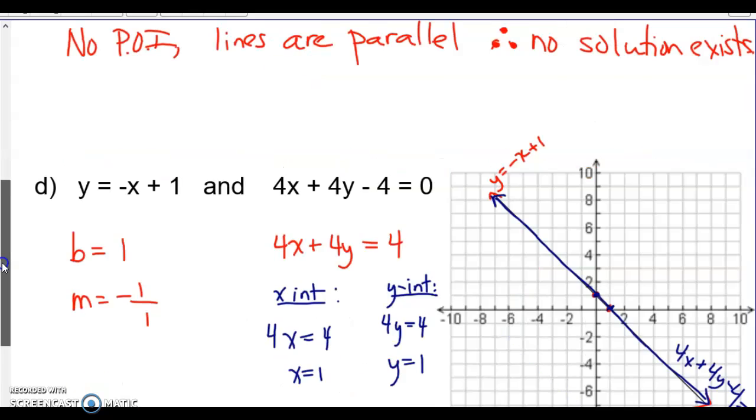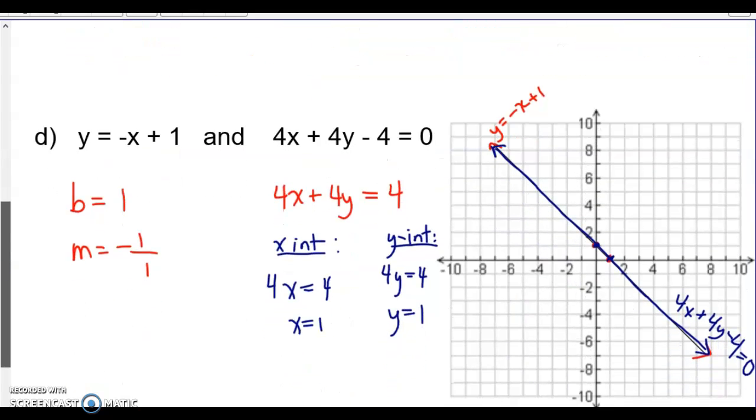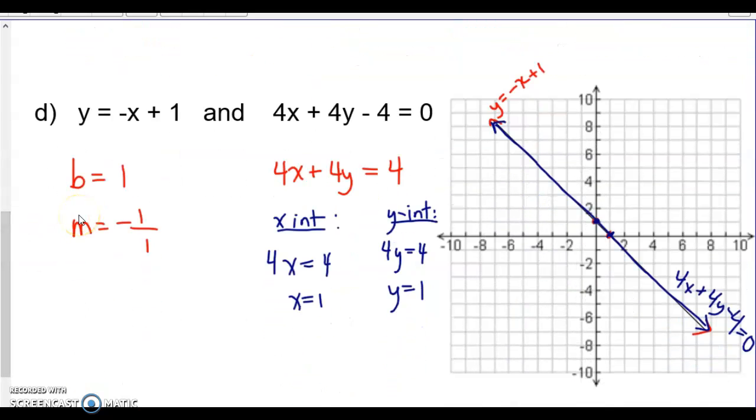And we're going to look at our third case here. Example D. y equals negative x plus 1. So starting with my y-intercept of positive 1, my slope is negative 1, so it's negative 1 over 1, down 1, right 1, and I connect. And you can see those are the red points there that I've connected and drawn the line.